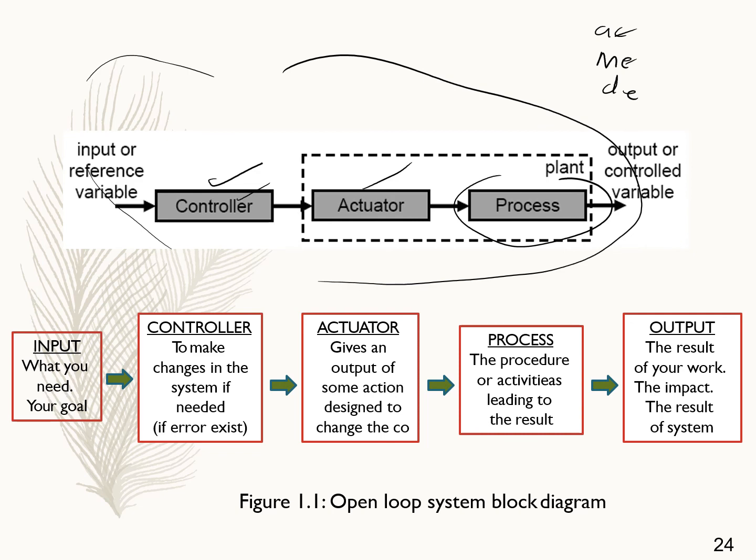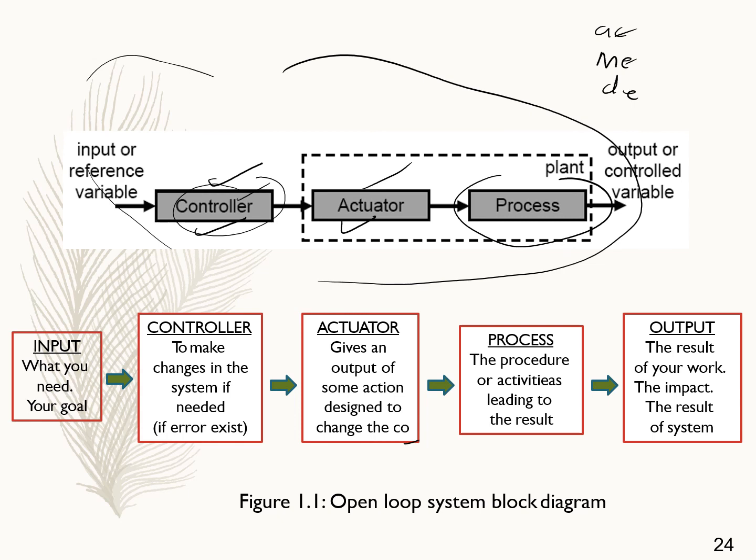Okay, let me explain first. Inside this open loop system, we have a controller. Basically, the controller is used to make changes in the system if needed. Like what I said before, the controller is used to decide what we need to do. The actuator gives an output of some action. So this actuator will give the output, some action from the controller, to change the controller output.